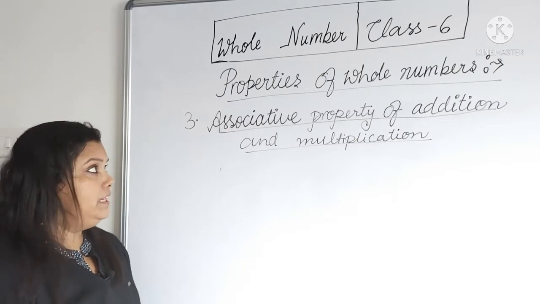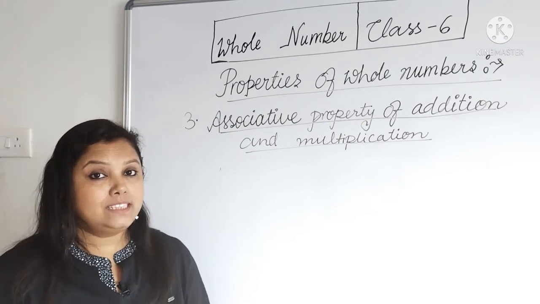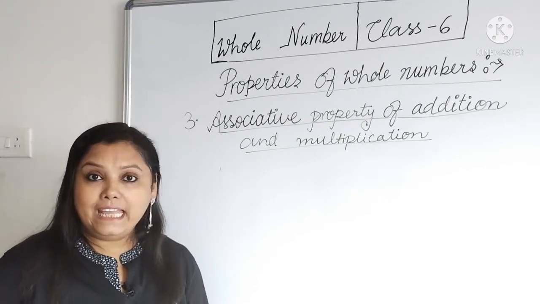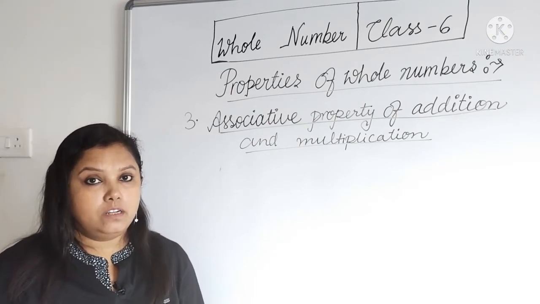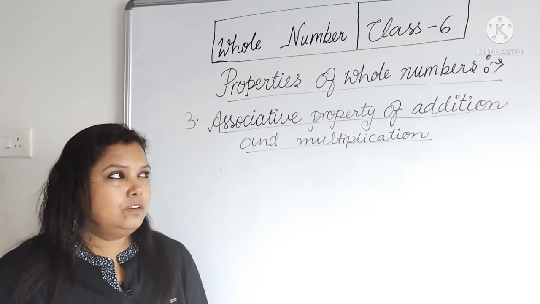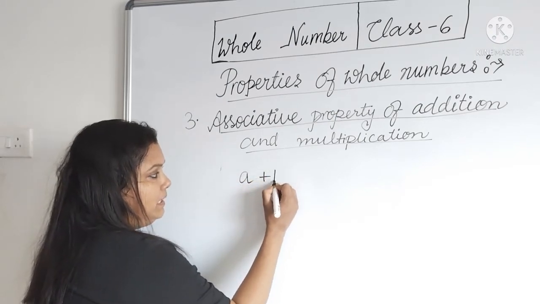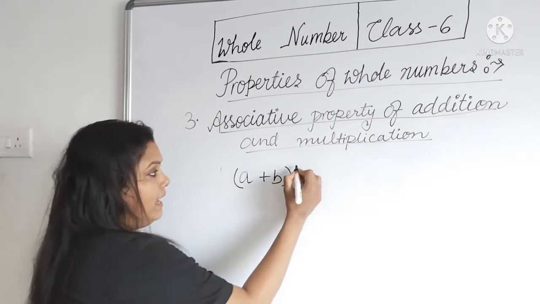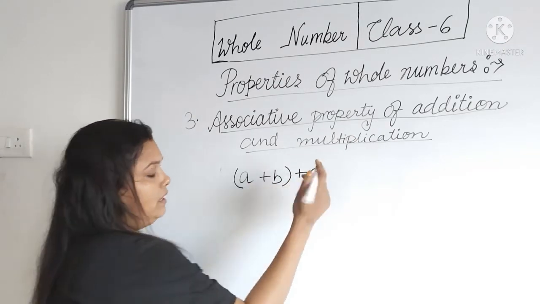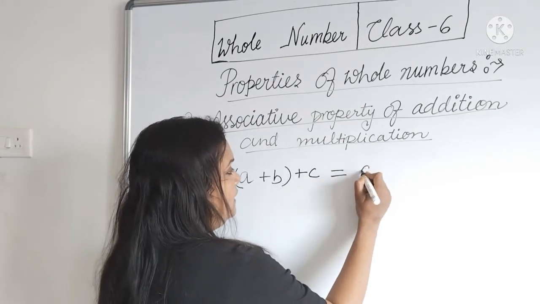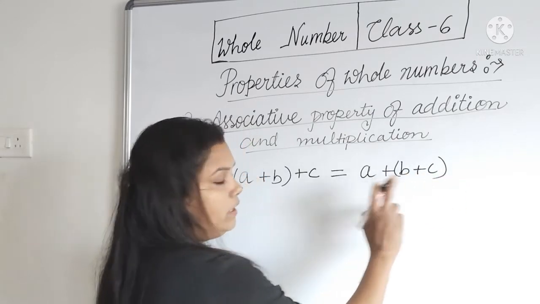The third property is the associative property of addition and multiplication. The sum or the product of any three whole numbers remains the same even if we change the order of their grouping. We'll try to understand this here. A plus B, we put this in one group, and then plus C. A, B, C are whole numbers. Then it says that even if we change the grouping, it is going to remain the same.